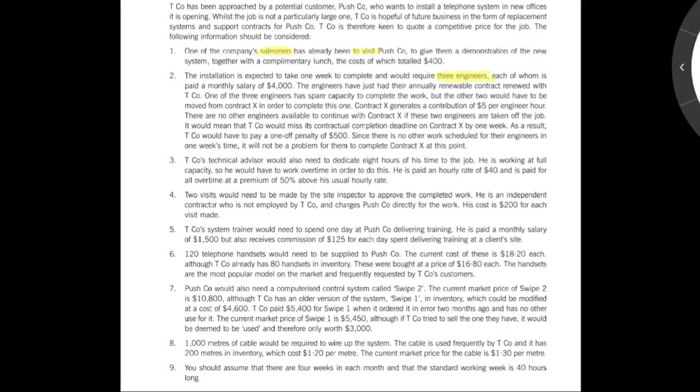Okay, coming back, we see paragraph 3 is about some technical advisor. Paragraph 4 is about some site inspector. Paragraph 5 is about a trainer. Paragraph 6, we see it's about some handsets. 7 is about a control system. Paragraph 8 is about some cable. So identify the topic of each paragraph before we go further.